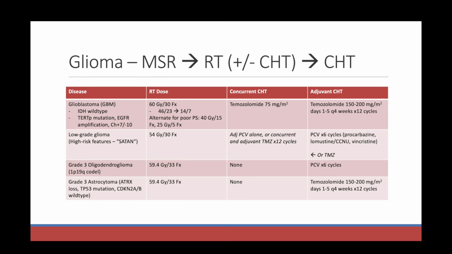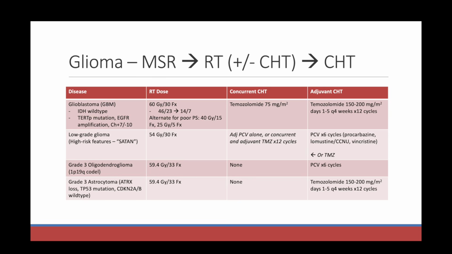But the way that I remember it, I think about PCV for grade 3 oligodendroglioma, so adjuvant PCV. And then for astrocytoma, I think about no concurrent chemotherapy, but then adjuvant temozolomide. So it's easy for me to remember because astrocytoma has a T in it, so they get temozolomide, and then the grade 3 oligodendroglioma patients get adjuvant PCV.